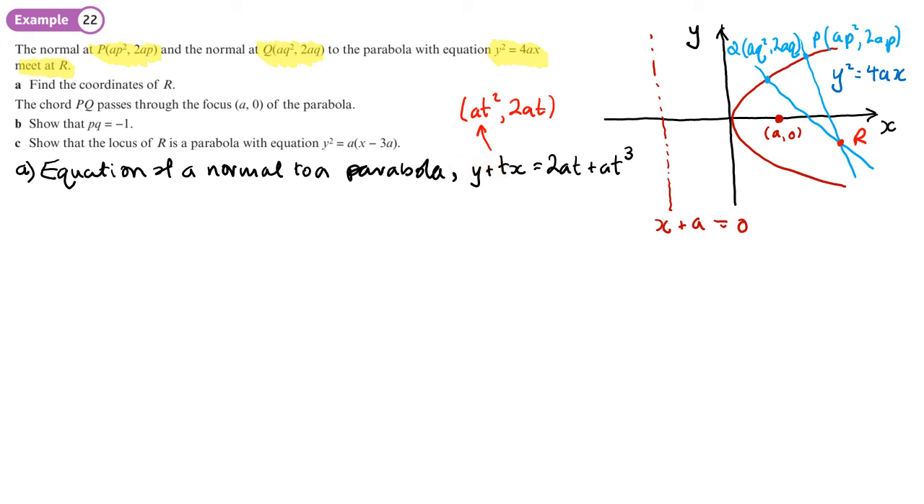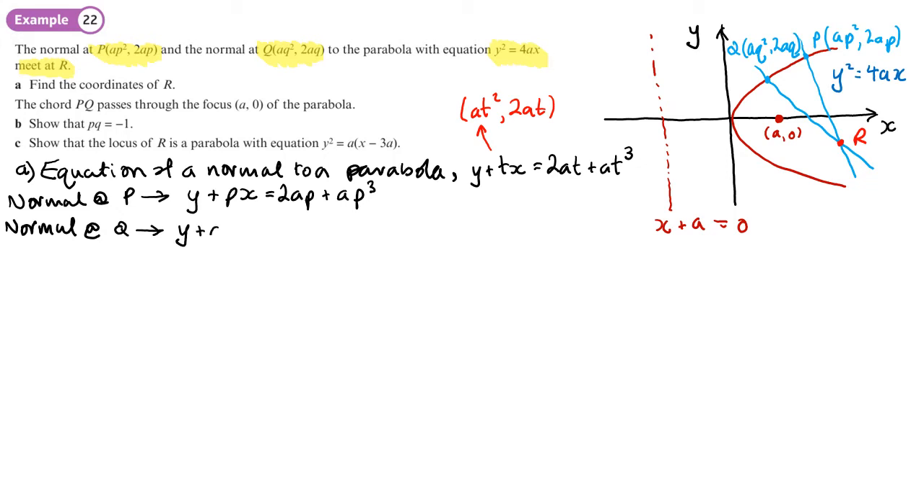So the normal at P, the only difference is that in this general equation of the normal, I just replace the t with the letter p. So y plus px equals 2ap plus ap cubed, and the normal at q is going to be y plus qx equals 2aq plus aq cubed.